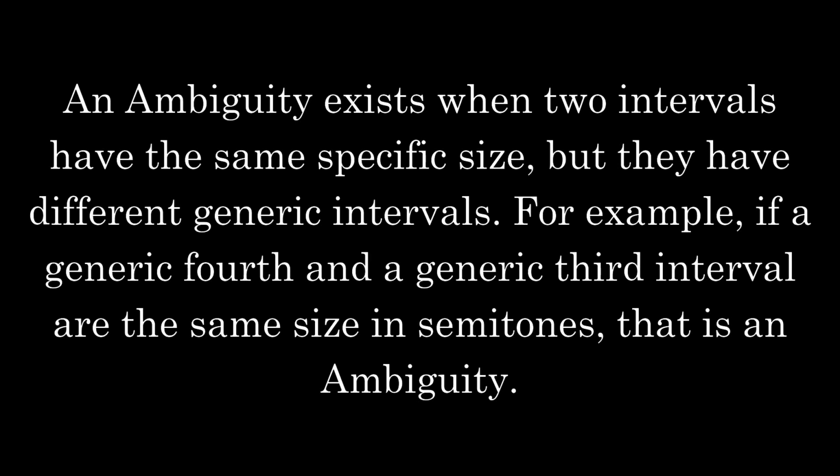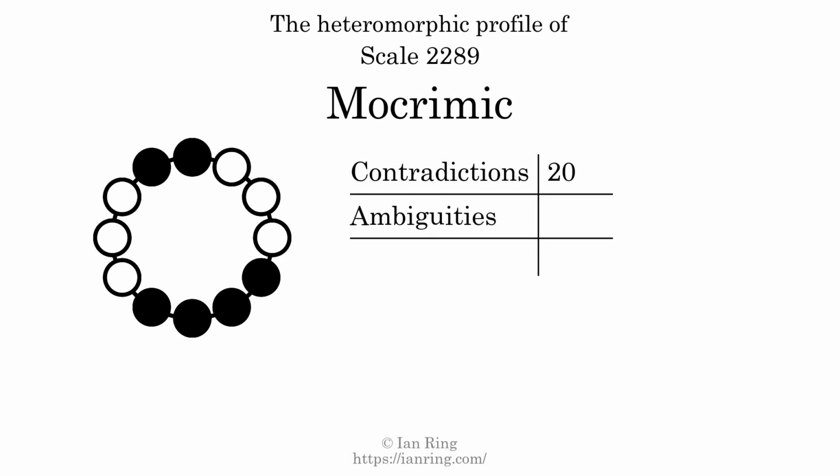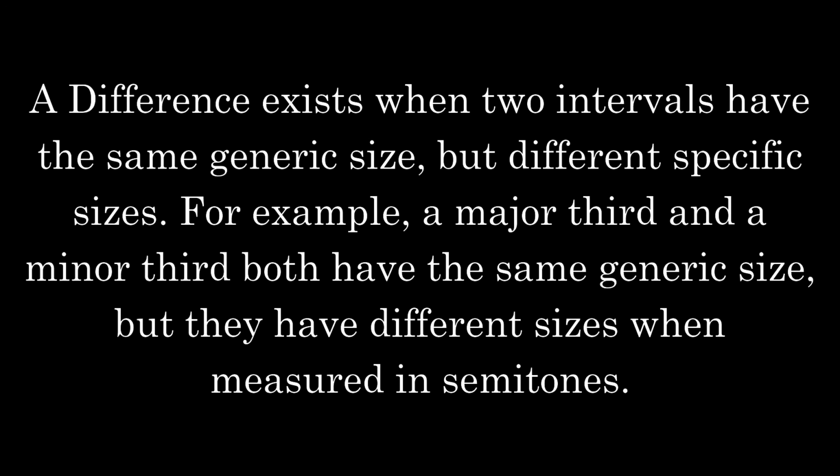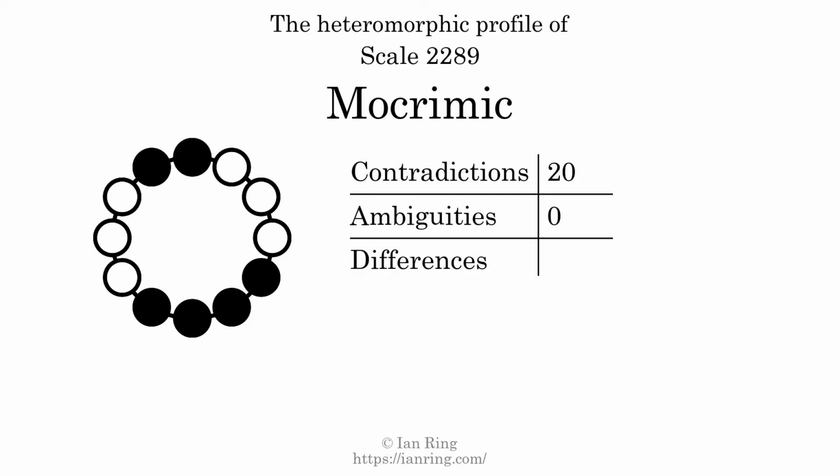An ambiguity exists when 2 intervals have the same specific size, but they have different generic intervals. For example, if a generic fourth and a generic third interval are the same size in semitones, that is an ambiguity. The number of ambiguities in this scale is 0. A difference exists when 2 intervals have the same generic size, but different specific sizes. For example, a major third and a minor third both have the same generic size, but they have different sizes when measured in semitones. The number of differences in this scale is 41.